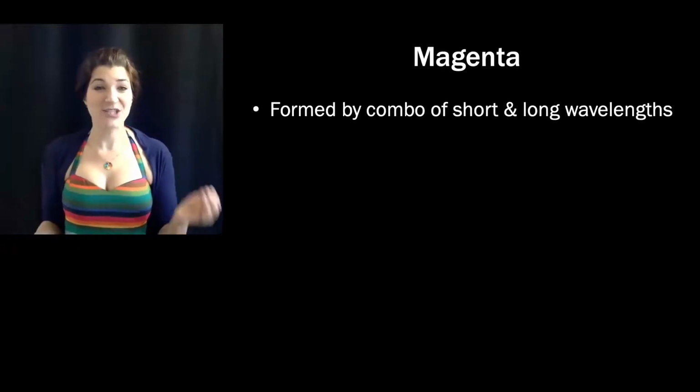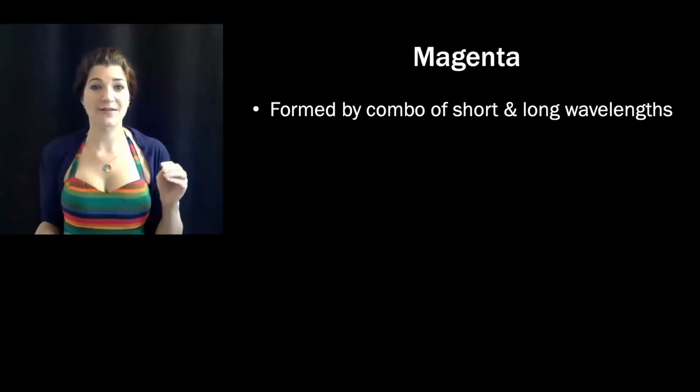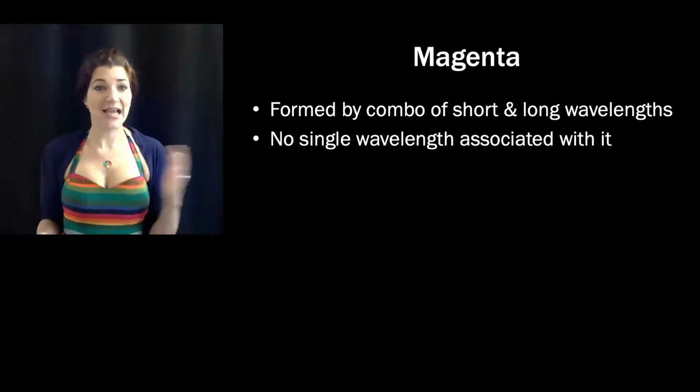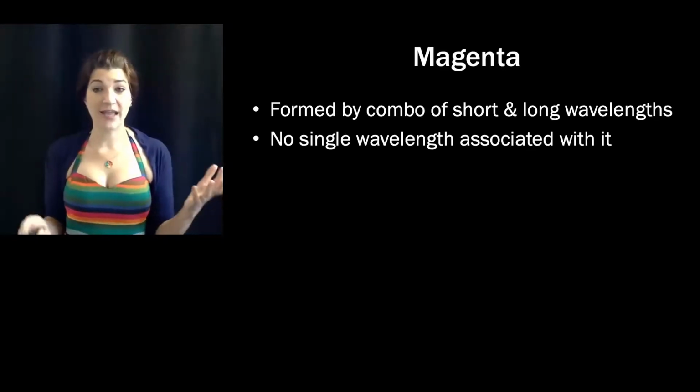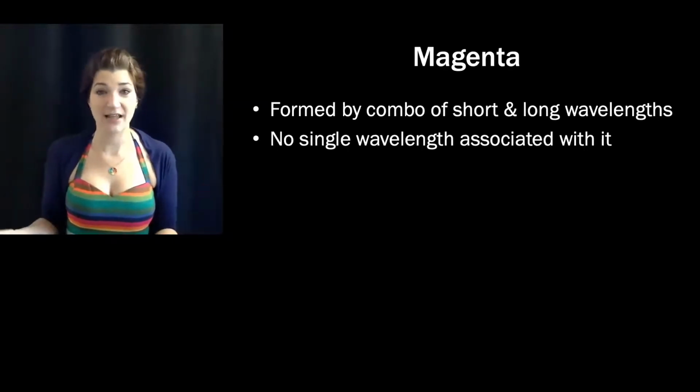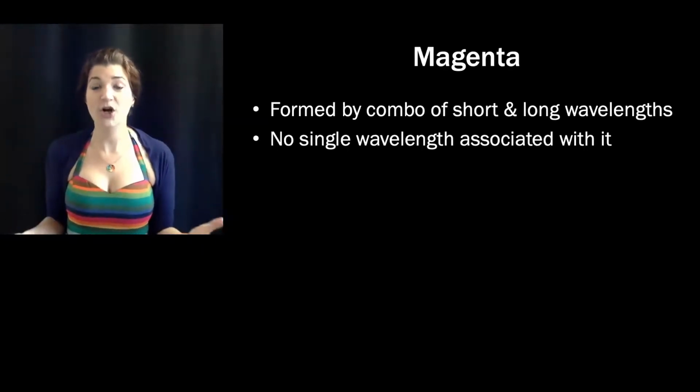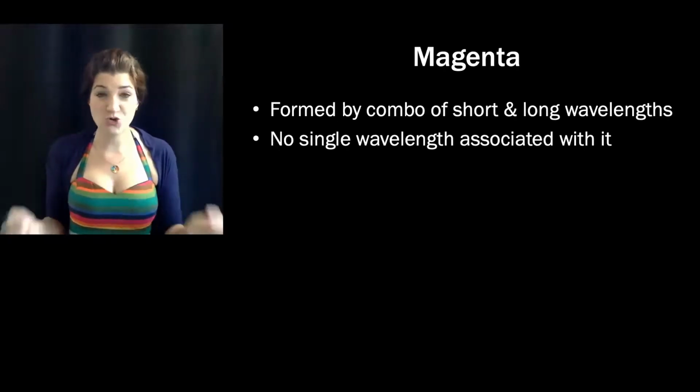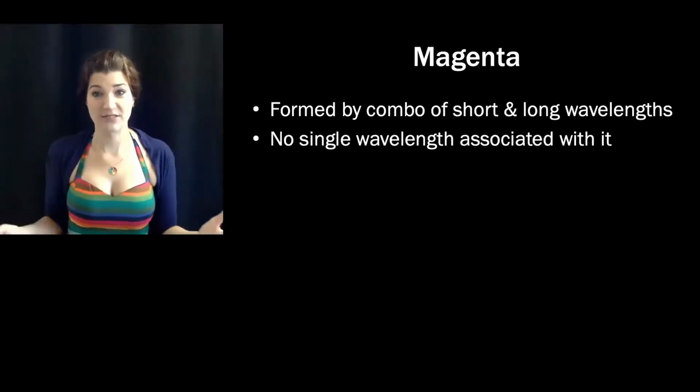So magenta is actually really, really special. It is only formed by the combination of simultaneous short and long wavelength light. Unlike yellow, light blue, etc., that can be formed in multiple ways, right? There's true yellow and there's fool's yellow. Magenta can only occur in one way. There is no true magenta. There's only fool's magenta. There's no single wavelength associated with it, as there is for all other hues.